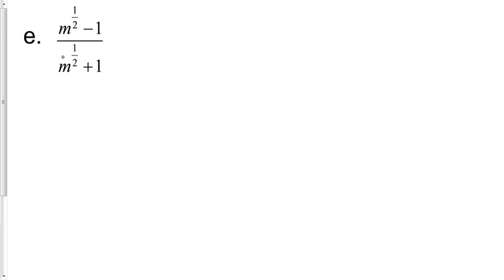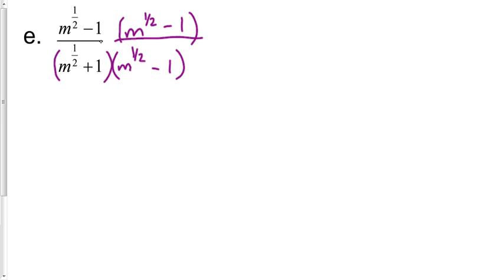So we have to use the conjugate of m to the 1/2 plus 1, and that is m to the 1/2 minus 1. All you do is switch that middle sign. I'm going to multiply the top and bottom by the same thing so that I'm really just multiplying by 1. Okay, so we're going to use FOIL here. Use the distributive property. M to the 1/2 times m to the 1/2. When you're multiplying like bases, you combine or add the powers. So I get m to the 1st, because 1/2 and 1/2 gives me 1.